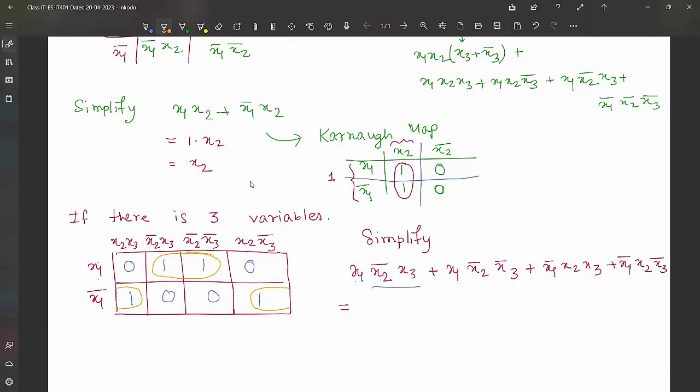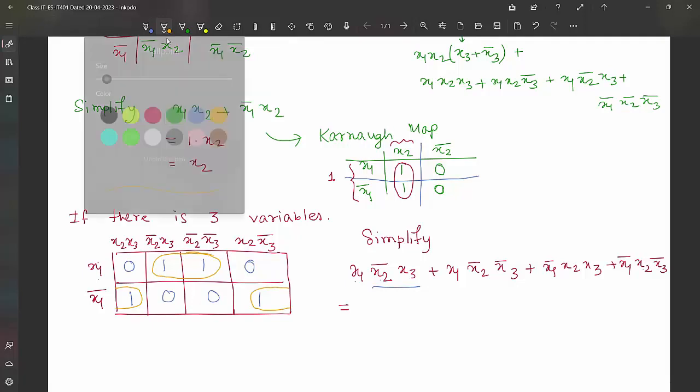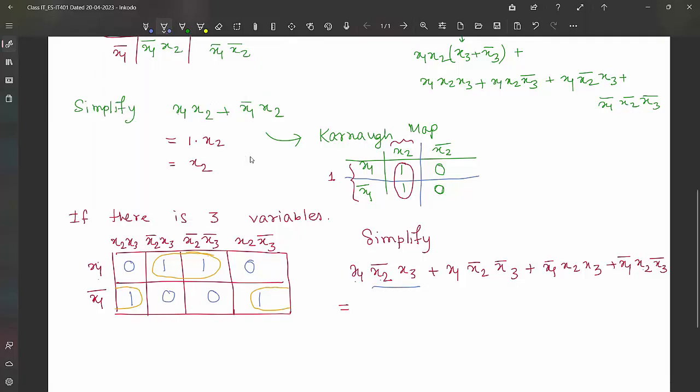Now again we have to do the same things. So what is your simplified value? First take this pair and take the common values from here. It is only one value, so take it as x1. Okay, and take the common from the column. From the column, what is common? x2 bar. So take it x2 bar. So x1 and put it here x2 bar.